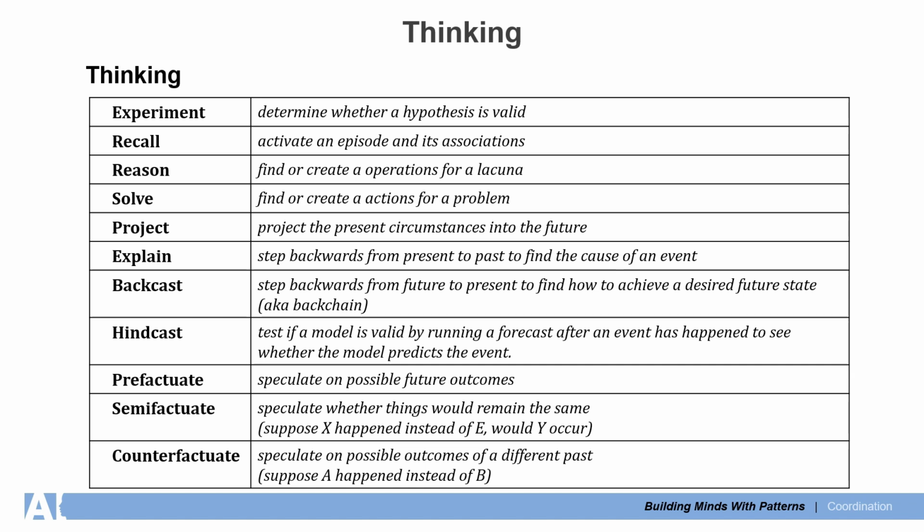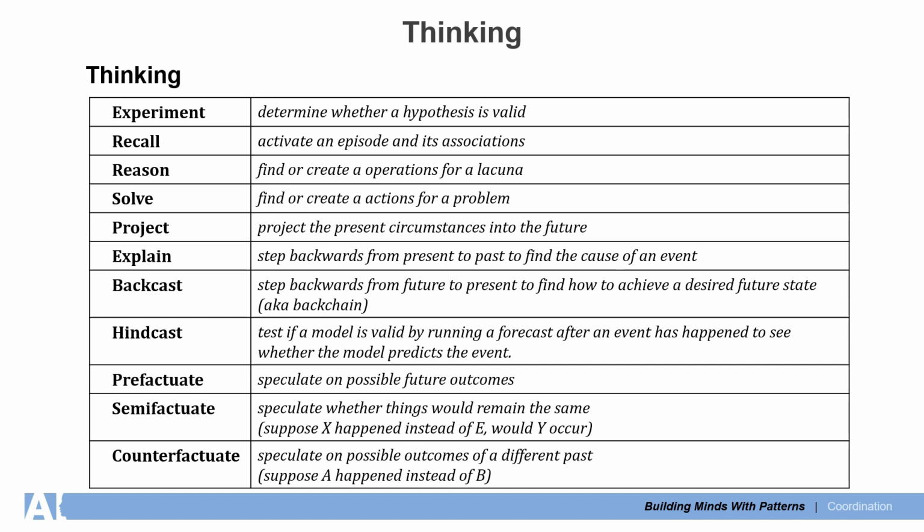Projection projects the present circumstances into the future. Explanation steps backwards from present to past to find the cause of an event. Backcasting steps backwards from the future to the present to find how to achieve a desired future state. It's also called backchaining. Hindcasting tests if a model is valid by running a forecast after an event has happened to see whether the model predicts the event.